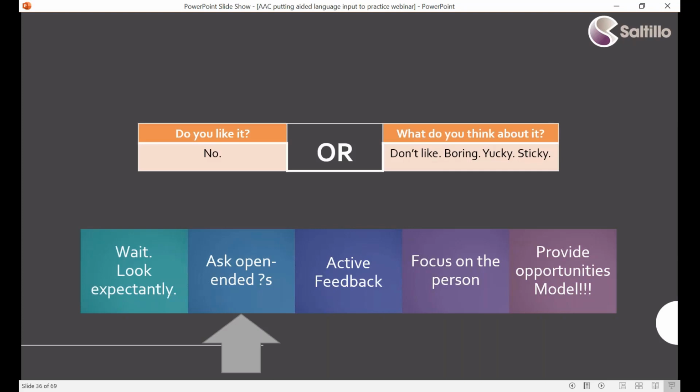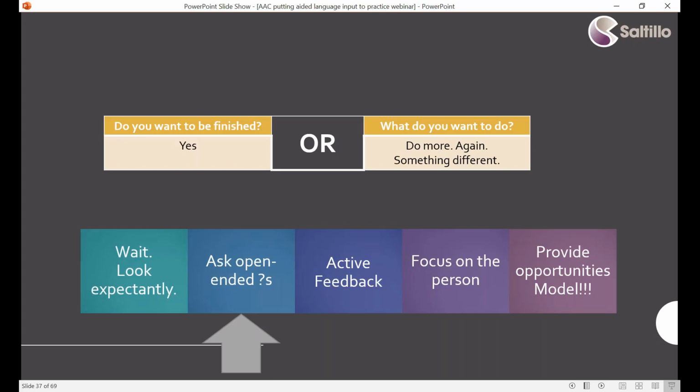Another example, instead of asking, do you like it, you could ask, oh, well, what do you think about it? And again, this opens up some opportunity to increase our language. We now have some opportunity to model description words. So you can see where by just switching the type of question we're asking, we now open up that opportunity for language growth.